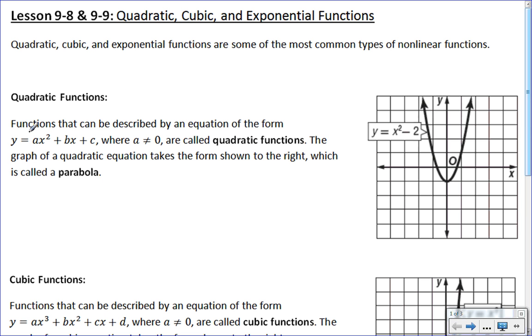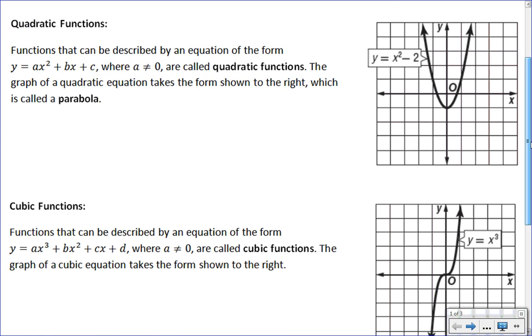So for quadratic functions, these are functions that can be described by an equation of the form y equals ax squared plus bx plus c, where a is not equal to 0. Notice quadratic functions are the ones that have an x squared as the biggest exponent for x. The graph of a quadratic equation takes the form shown to the right, which is called a parabola. It's this U-shaped curve. So that U shape is a parabola. That's what the graph of a quadratic function looks like.